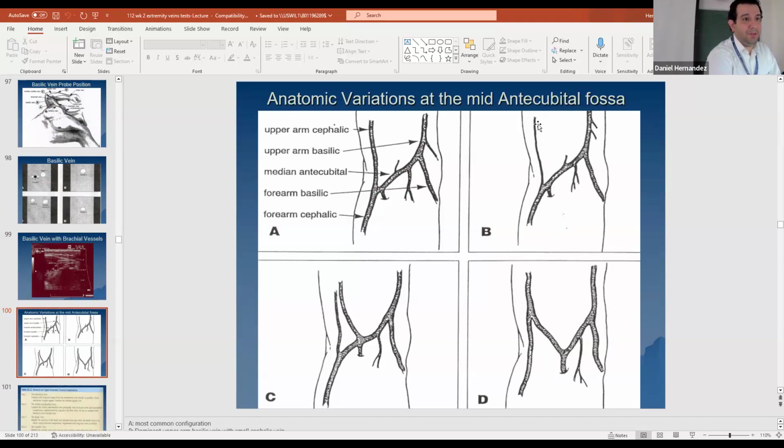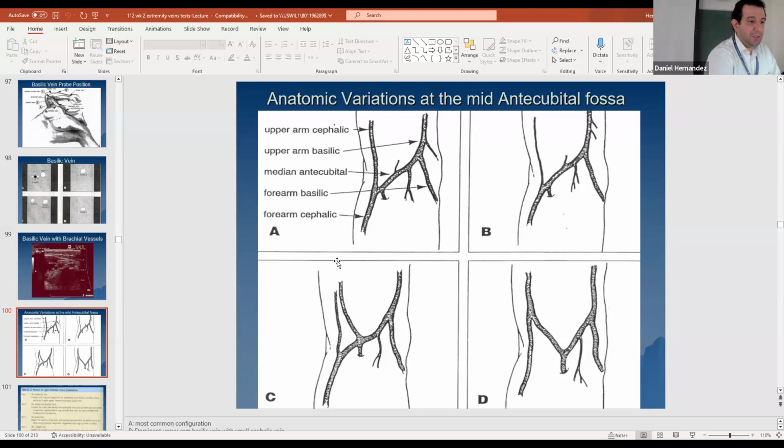So this might be some of you guys that had a hard time seeing the cephalic vein in the upper arm. And they had a very dominant basilic, larger median cubital. And then that gave rise to a larger cephalic vein going down the forearm. Again, all different types of anatomical presentations.